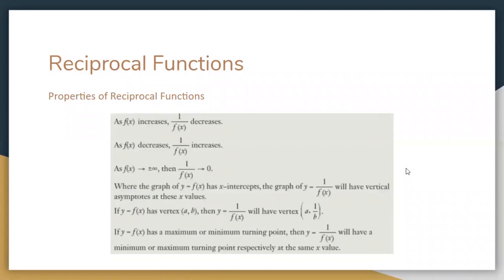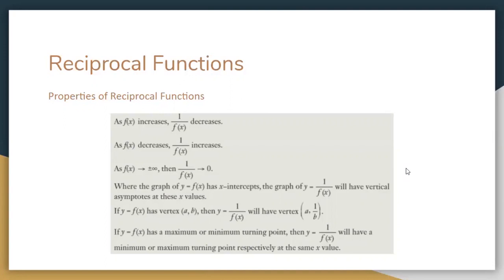So basically, as they get really, really big in the positive direction or really, really big in the negative direction, then the reciprocal should be zero, because the bottom of the function will get very, very big no matter what, whether it's positive or negative. And so the overall function will get close to zero.